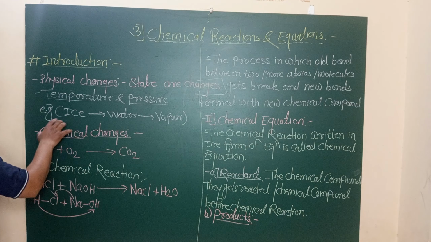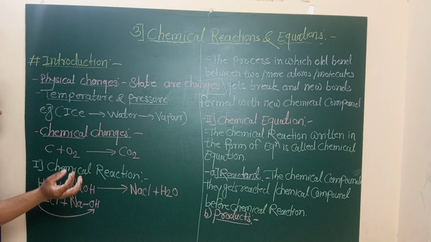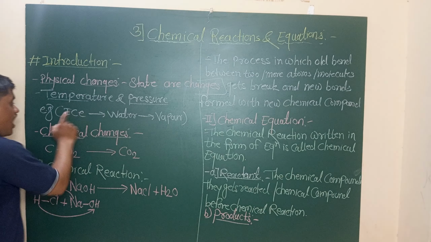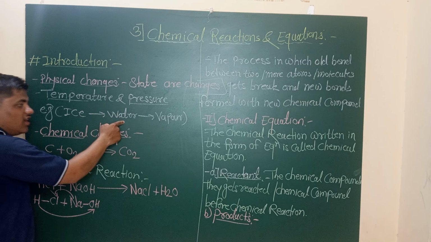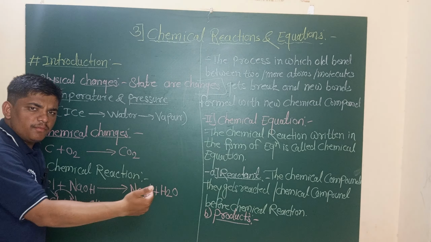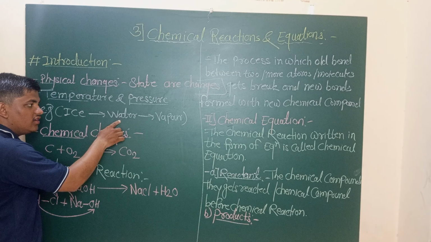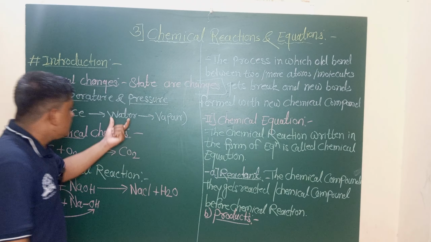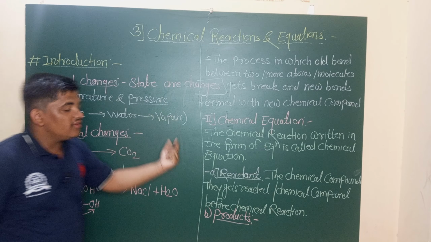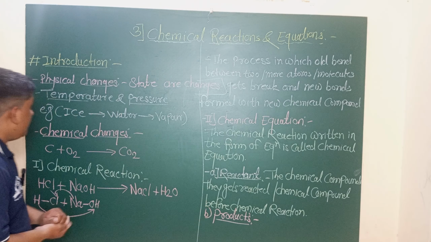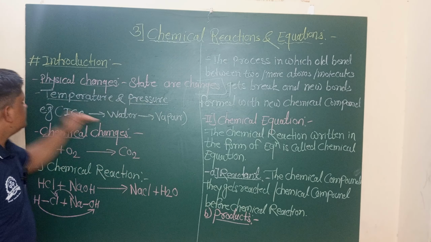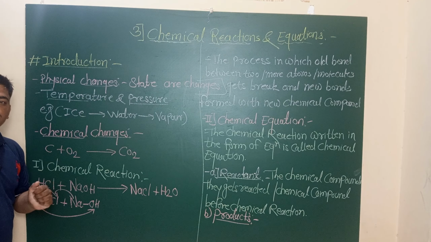For example, when we apply temperature to ice, it gets converted into water. Ice is a solid state, water is a liquid state. When we again apply temperature and pressure to the water, it gets converted into vapor. Water is a liquid state and vapor is a gas state. In these changes, the states are changed. These changes are called physical changes.